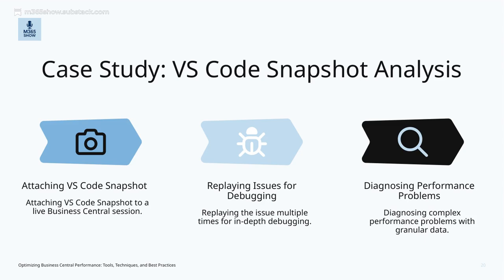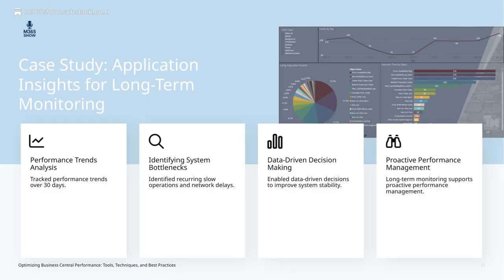methods, and best practices. Let's take a closer look at how optimizing Business Central performance can be achieved through the right tools, techniques, and best practices. In this case study, we focus on using Application Insights for long-term monitoring. This proactive approach to performance management is essential because it allows us to identify issues before they impact users. By implementing long-term monitoring, we can make data-driven decisions, which are much more effective than reactive fixes. This means we can continuously improve system stability and performance.